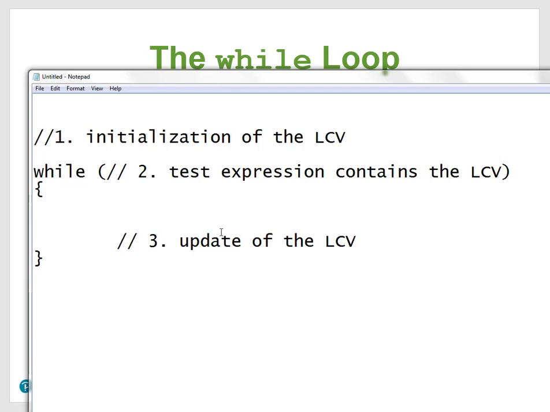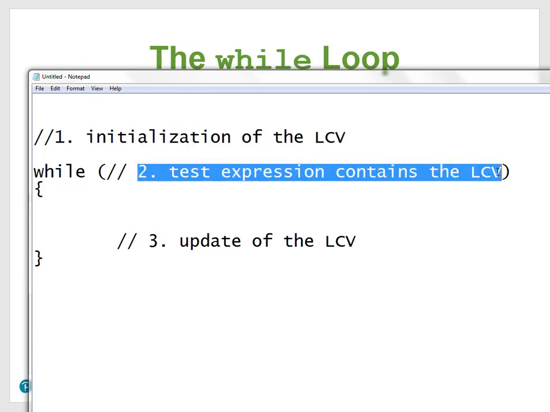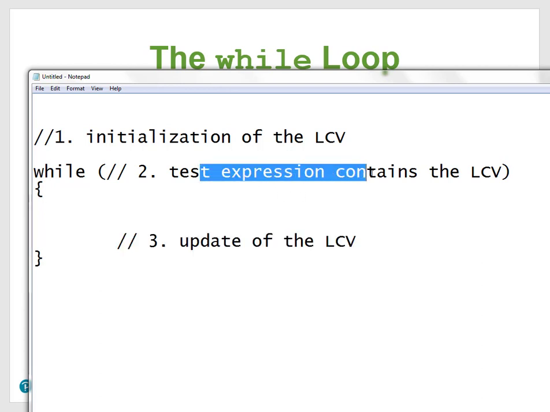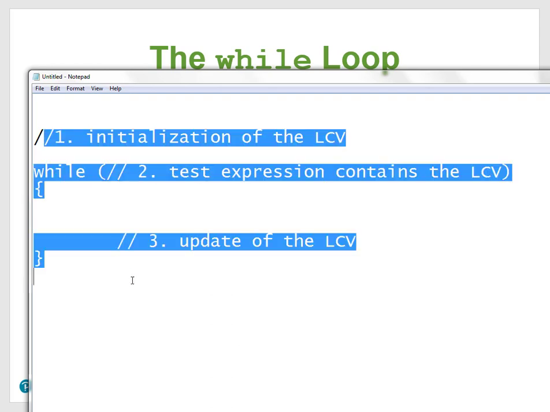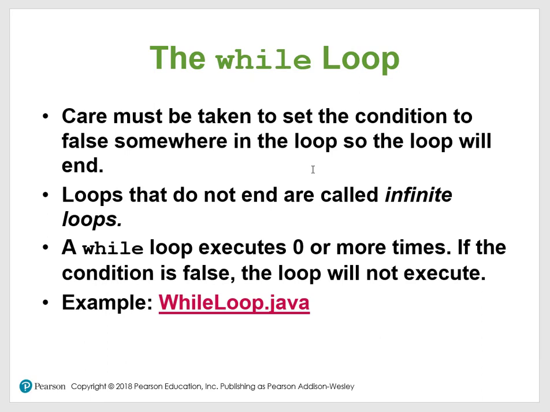Keeping this in mind for the while loop, initialization of the loop control variable makes it true. You enter this with a certain condition. If this is true, you do this block of code. And more important, in the last statement, you need to update the loop control variable until it becomes false, and then it exits the loop. So these are the three things. Just keep that in mind.